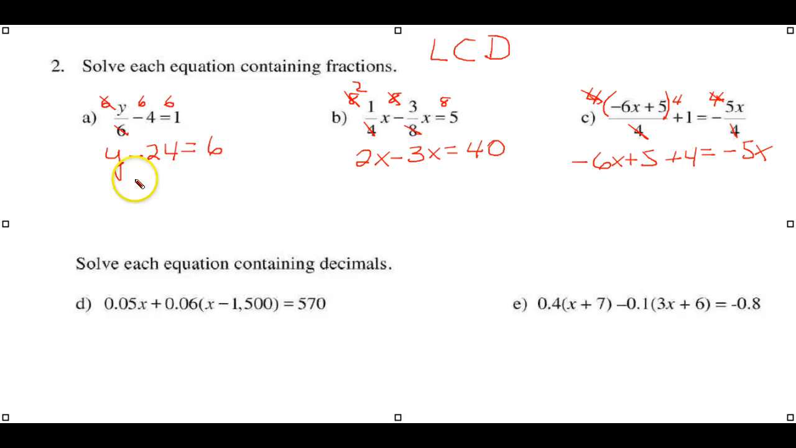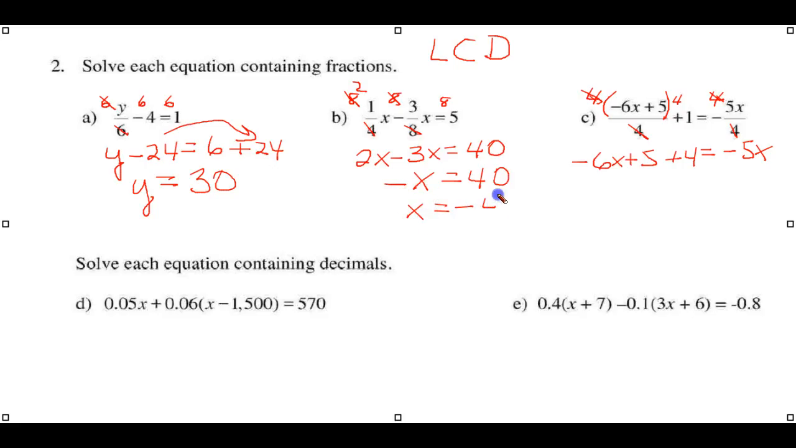So here we're going to get y. We're going to transpose this, where on this side it becomes a positive 24, and we get 30. Here we're going to group like terms. We end up with a negative x equals 40. Divide both sides by a negative 1, or just change the signs. A negative 40.